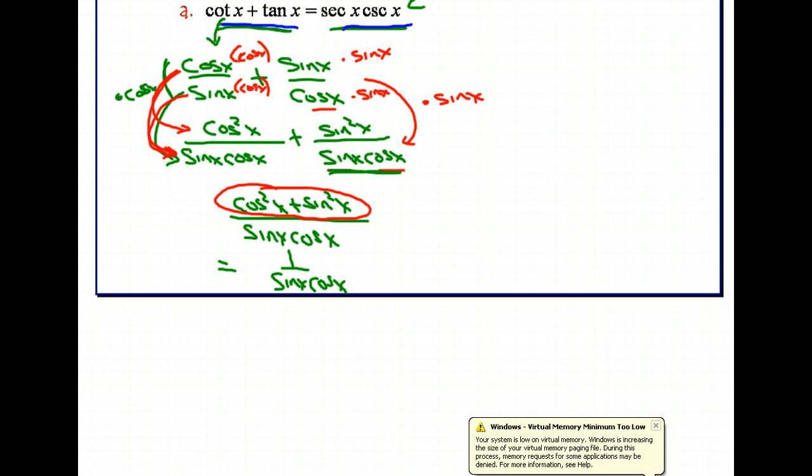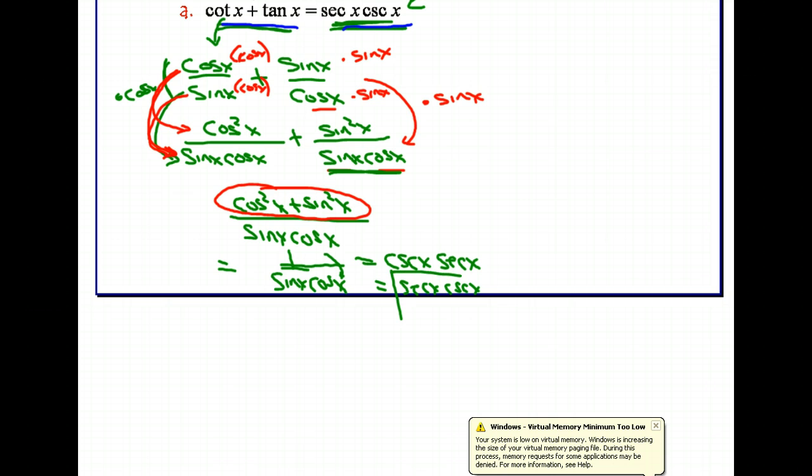It's never bad when you're verifying these identities to sneak a peek over to the right side and say, wait, what am I trying to get? Am I done yet? I'm not done yet, but I'm not far, because I know 1 over sine is the same thing as cosecant. I know 1 over cosine is the same thing as secant. So I get cosecant secant, and I know multiplication is commutative, so that's the same thing as secant cosecant.